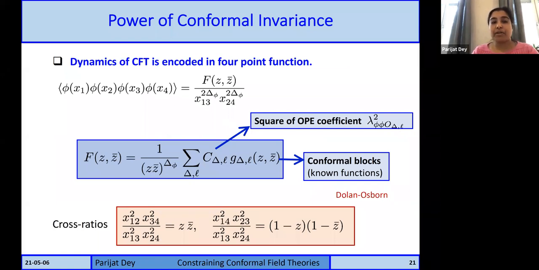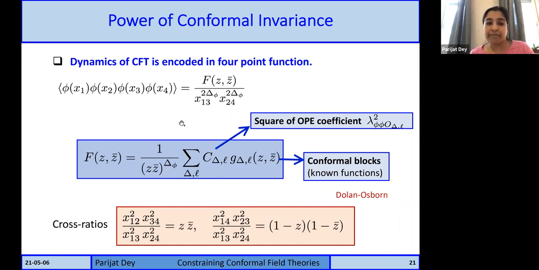Now the dynamics of a conformal field theory is encoded in its 4 point function. So suppose we have 4 identical scalar operators inserted at 4 different points, x1, x2, x3, and x4. Then we can construct conformally invariant cross ratios defined this way. Since we have 4 points here, we have 2 cross ratios, z and z bar. So this is the definition of the cross ratios. And the 4 point function is a function of these cross ratios only.